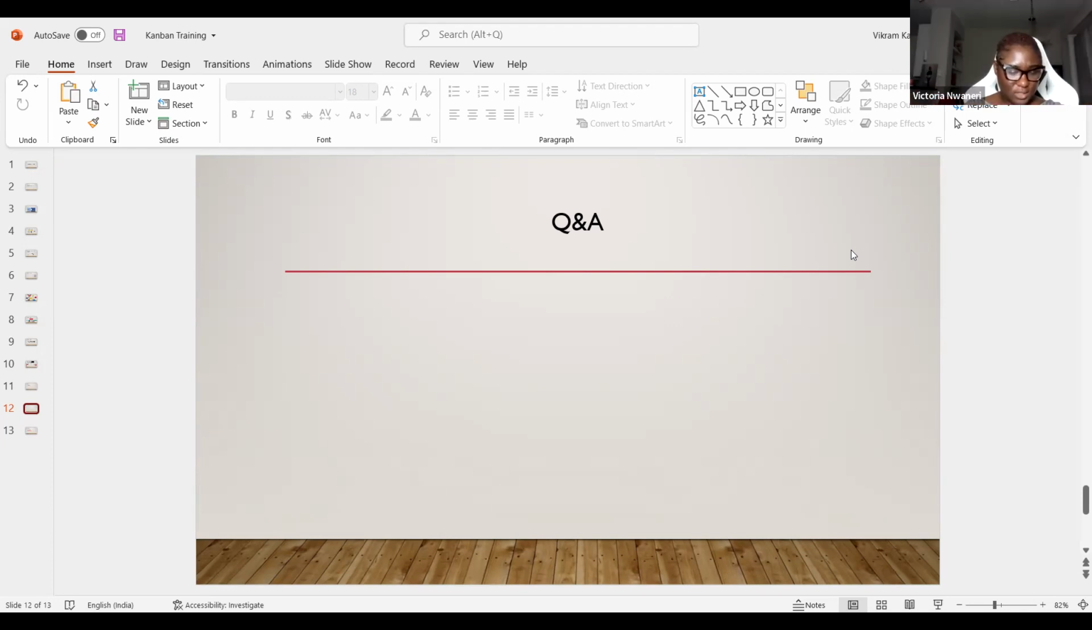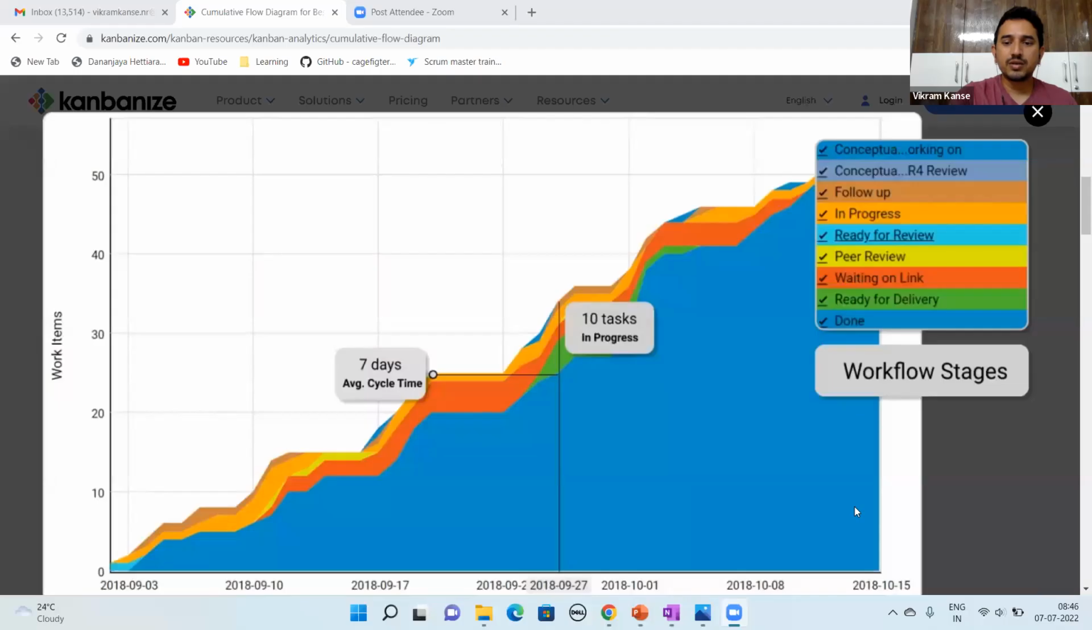Okay. And the next question said, can you explain cumulative flow diagram? I need to have an example. Let me pull out something. Yeah, so cumulative flow diagram. Is this visible? I don't think we see anything right now. Oh, my bad, sorry. Just a moment. Let me share this. How about now? Is this good?